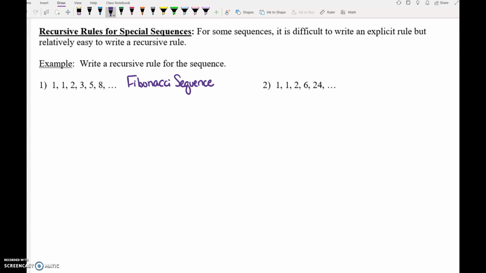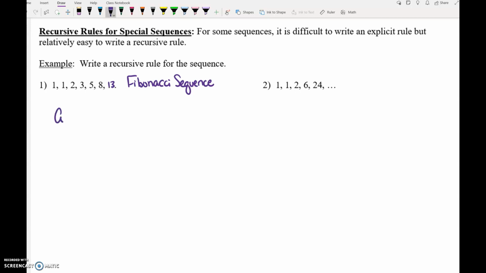Here's how this sequence works. 1, 1. 1 plus 1 is 2. 1 plus 2 is 3. 2 plus 3 is 5. 3 plus 5 is 8. The next term would be 5 plus 8. What is 5 plus 8? 13. And then the next term would be 8 plus 13 to get the next term. So you take the two previous terms and add them together, and that creates the next term.